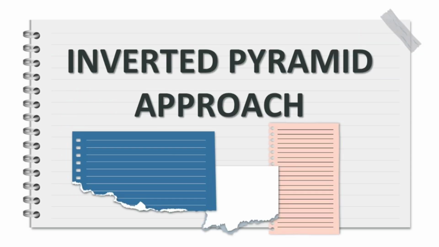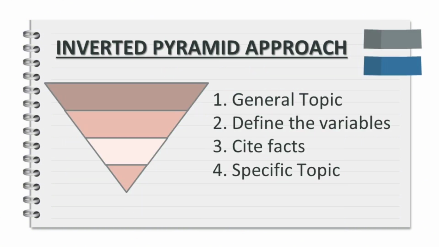Lastly, the fourth technique, which is the inverted pyramid approach. It has 4 elements. Number 1, general topic. Start from a macro topic or general category. You may use this as a background information and a stepping stone to introduce the research problem. Number 2, define the variables. Ensure that the variables are mentioned from the general topic. In that way, you may define them already in this part.